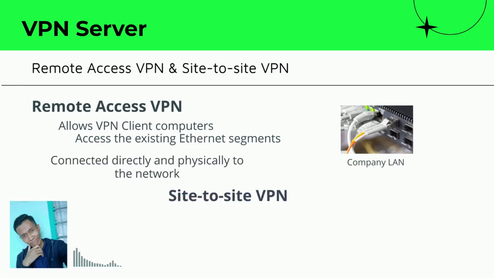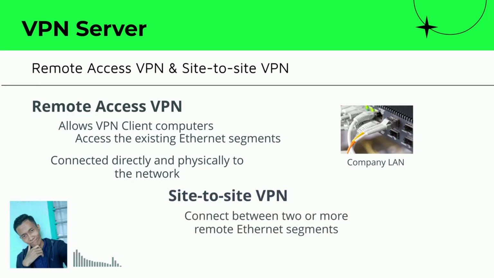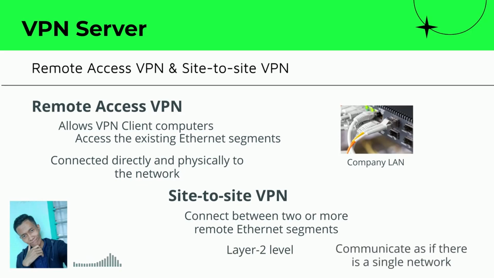Site-to-Site VPN is a VPN configuration to connect two or more remote Ethernet segments. Each site is connected together and becomes the same segment at the layer 2 level. This enables computers of each site to communicate with each other as if there is a single network.